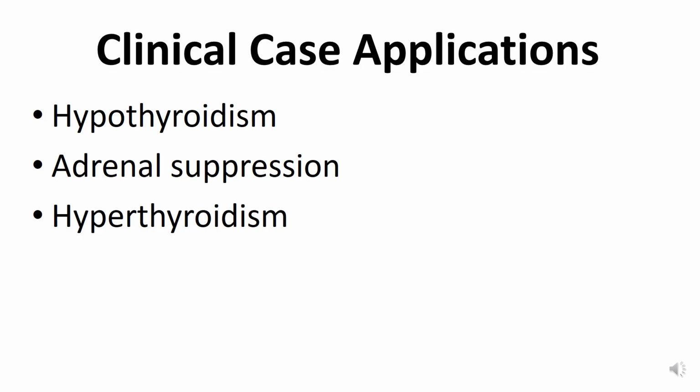Now let's look at adrenal suppression. This often occurs after prolonged corticosteroid therapy. When patients take steroids for a long time, the adrenal glands reduce natural cortisol production. The body becomes dependent on external steroid support.